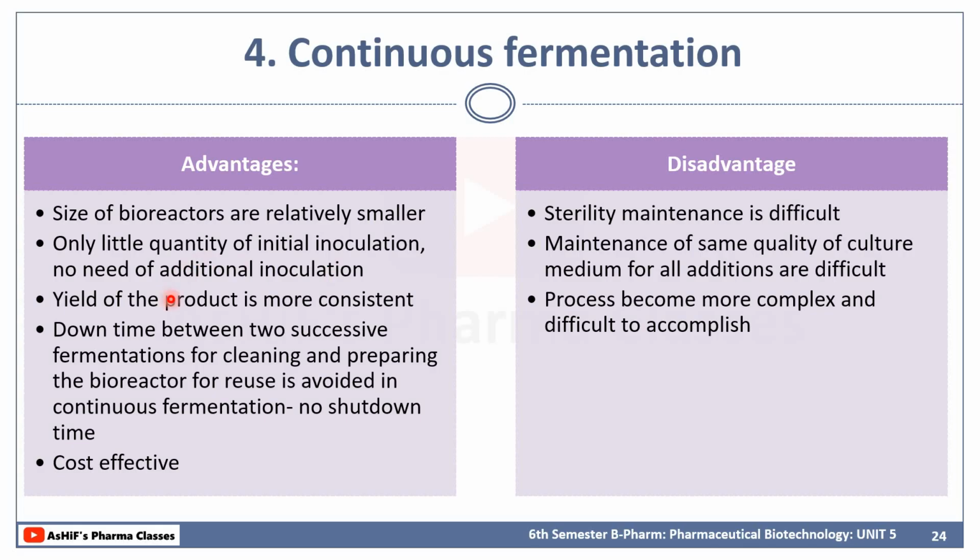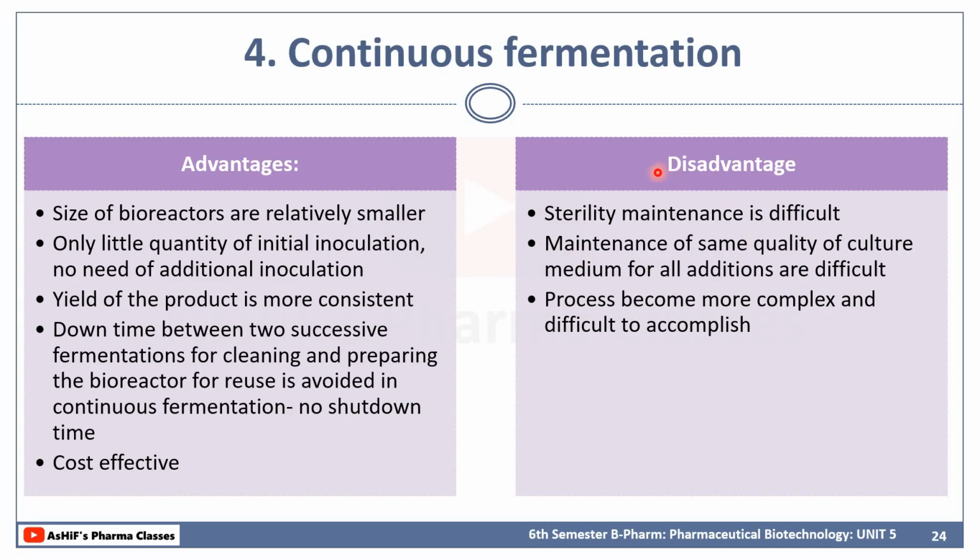Then the yield of the products is more consistent, because if we are adding a constant concentration of culture media at a constant rate, it will produce a constant rate of end product also. And the downtime between two successive fermentations for cleaning and preparing the bioreactor is avoided in continuous fermentation. No shutdown is required. So that is another advantage. We don't have to give a break for the fermentation process, because we are doing this fermentation continuously without stopping. Once it is started, we will continuously add the nutrient media.